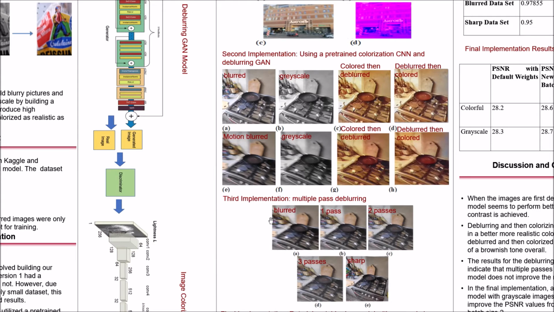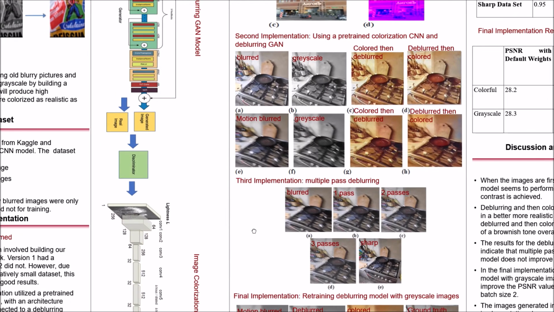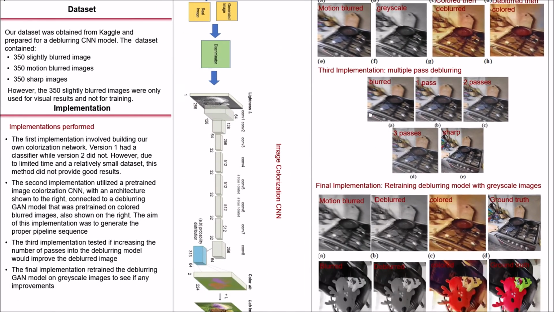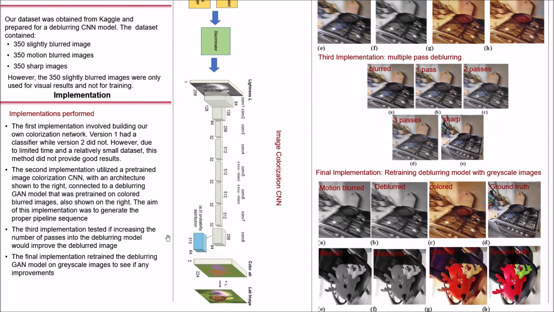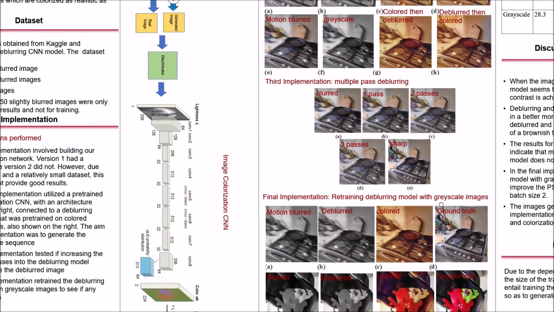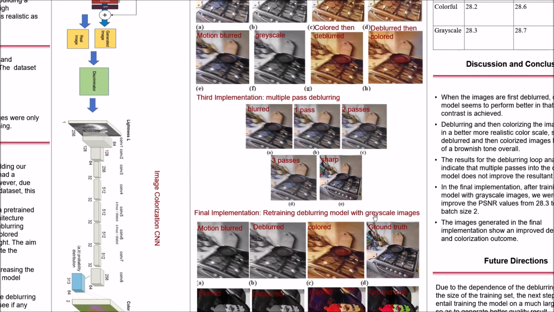We also tested the effect of multiple passes into the deblurring model on a heavily blurred image, like one that is not fully deblurred after passing through the deblurring model once. But the results indicate that multiple passes into the deblurring model do not improve the resultant image, and as such we ended up using a single pass.